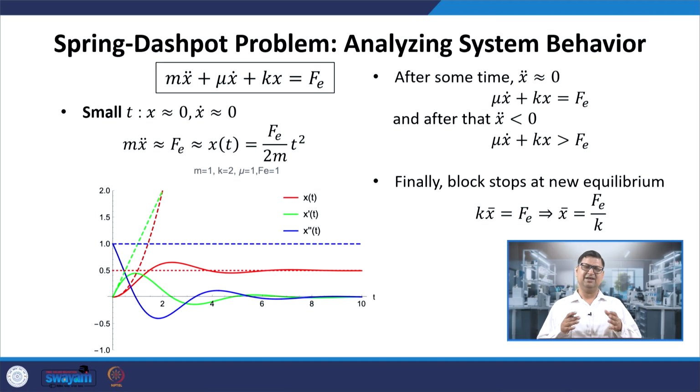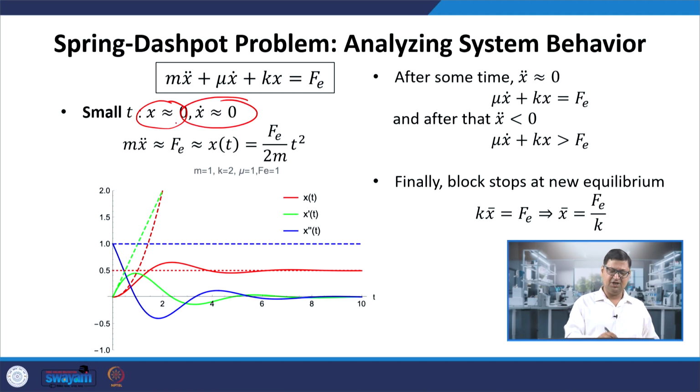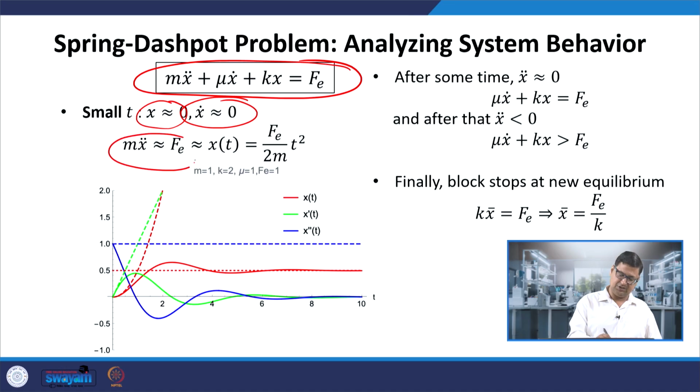In the very beginning, the position, even if it is falling down, is more or less close to my initial position, so x is close to 0, and velocity is picking up, but still it is close to 0. So in the very beginning only the acceleration is high, it is positive, right. Therefore we can approximate this entire equation by only the first term on the left hand side, because the other terms have not started to work yet.